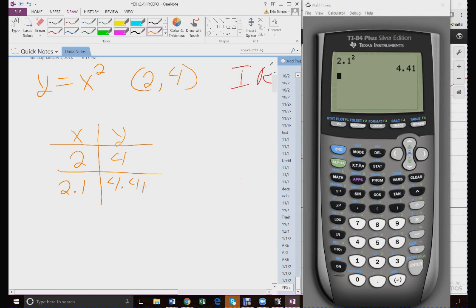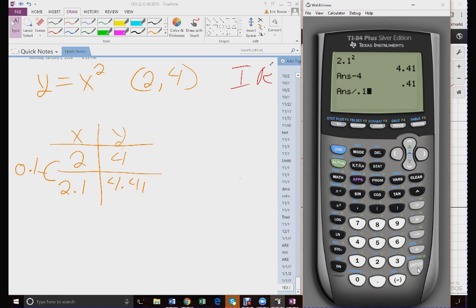So my y value is 4.41. And what we want to do is take y2, which is that, minus y1, which is 4, and divide it by the change in x. Now notice I chose my change in x very carefully. The distance from 2 to 2.1 is exactly 0.1. So I'm just going to divide my change in y by my change in x, which is 0.1.